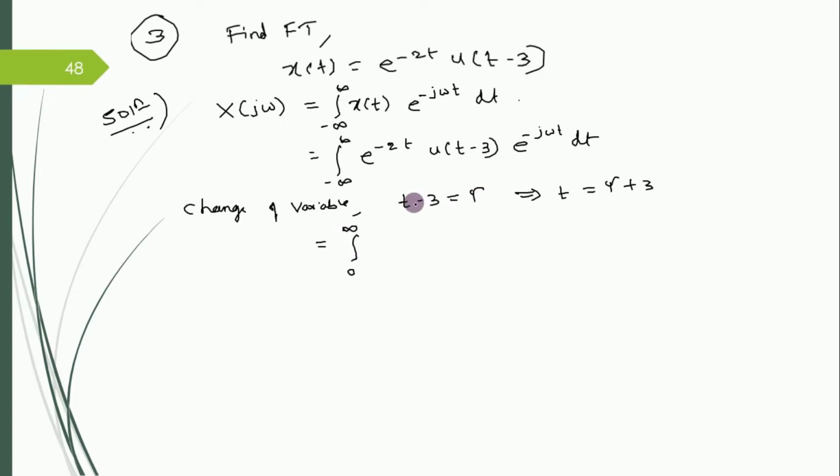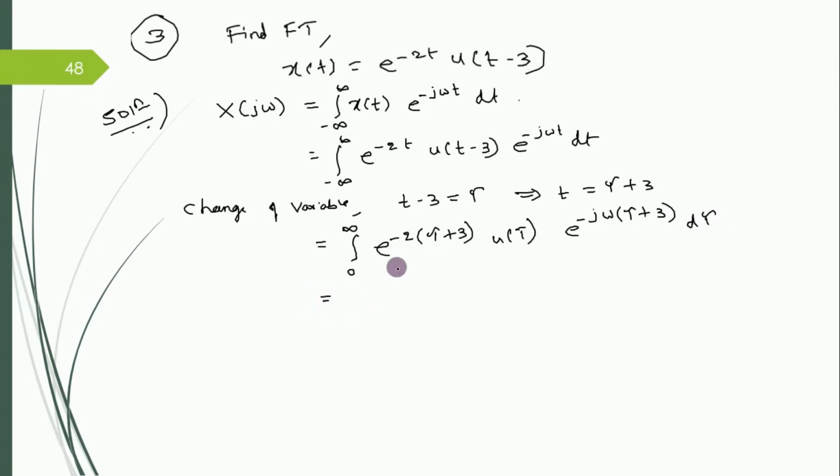So hence I start, because this exists from t is equal to 3. Hence when t is equal to 3, tau is 0. So I take tau from 0 to infinity, e raised to minus 2, in place of t, I write it as tau plus 3, u of tau, e raised to minus j omega, in place of t, I write it as tau plus 3, d tau. This is what I got.